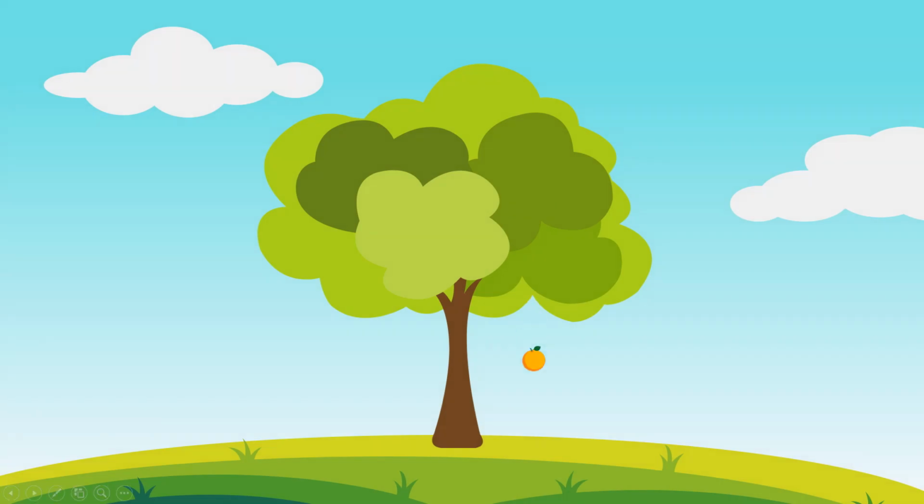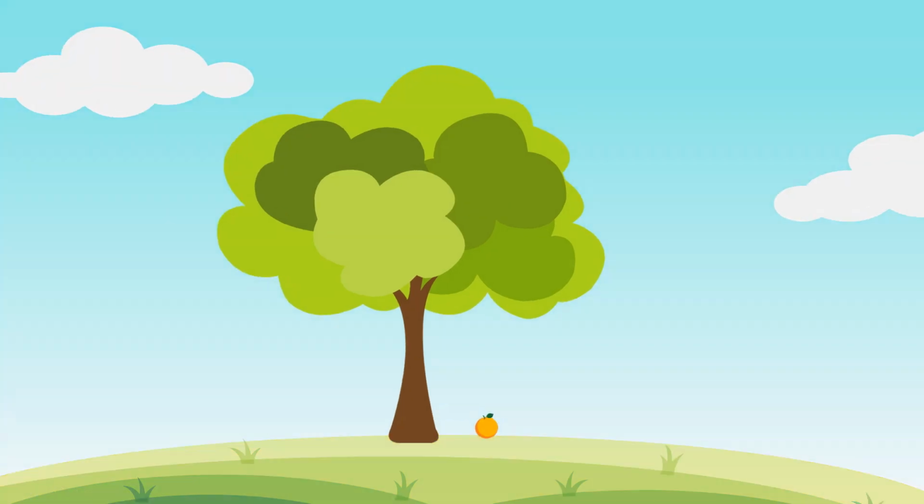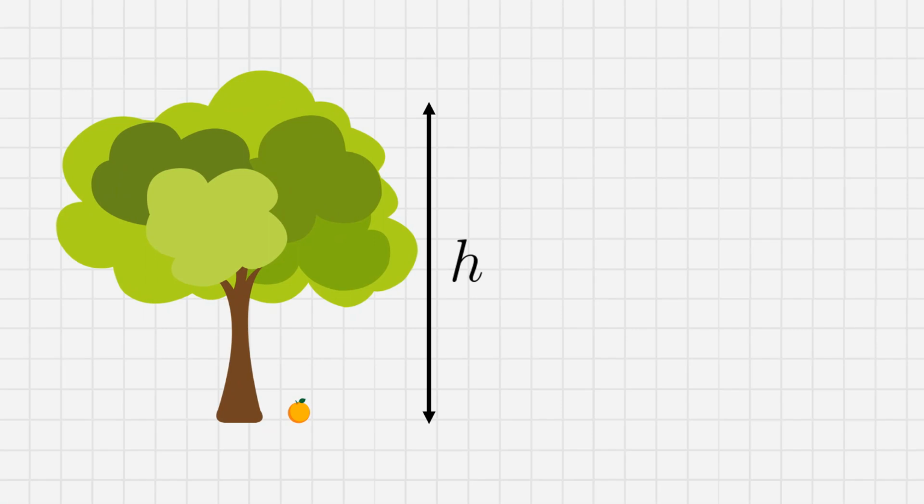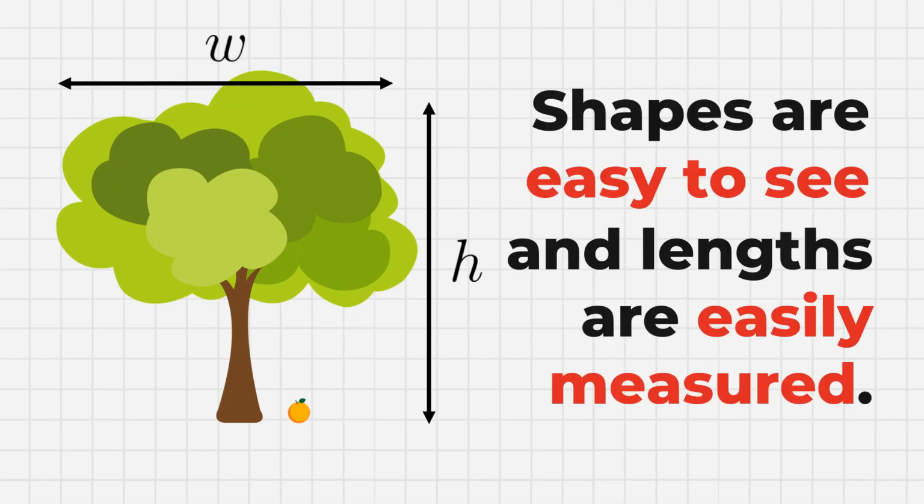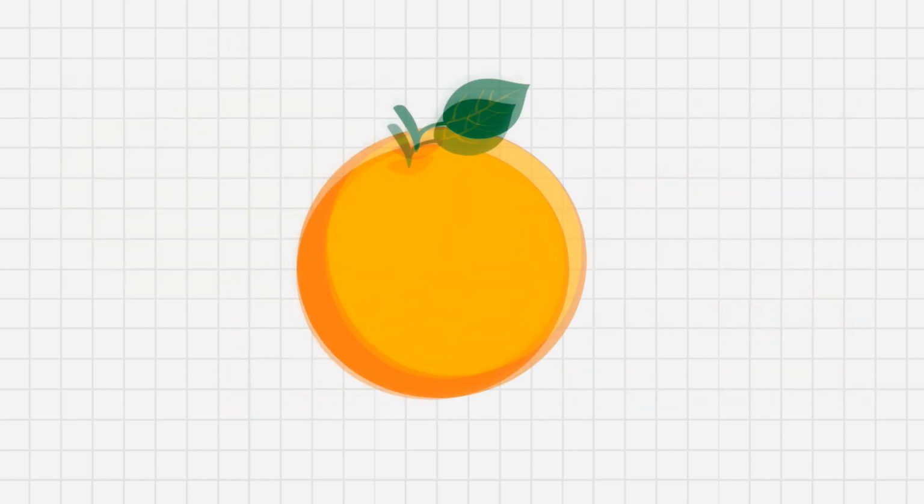In the classical realm, we take a lot of things for granted. For example, I can easily take the height of this tree and the width of this foliage. In short, shapes are easy to see and lengths are easily measured. However, at quantum scales, things are more blurry.